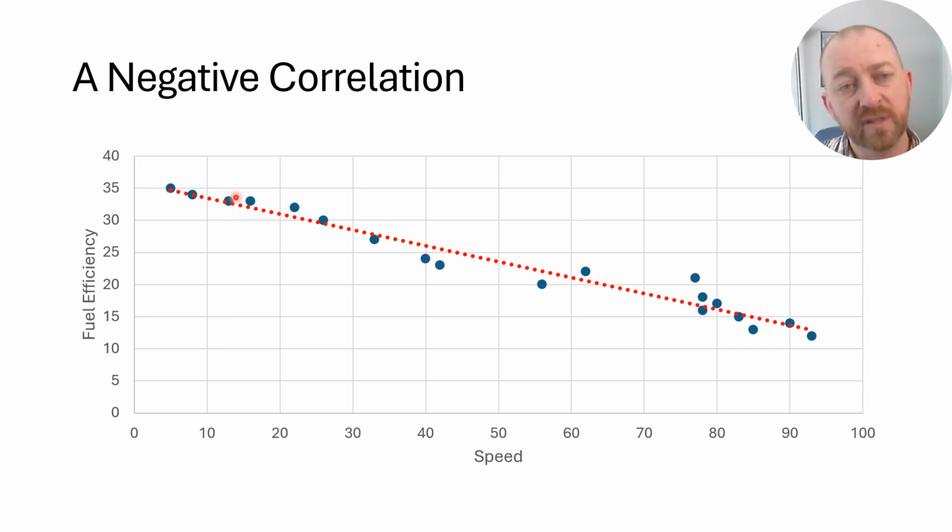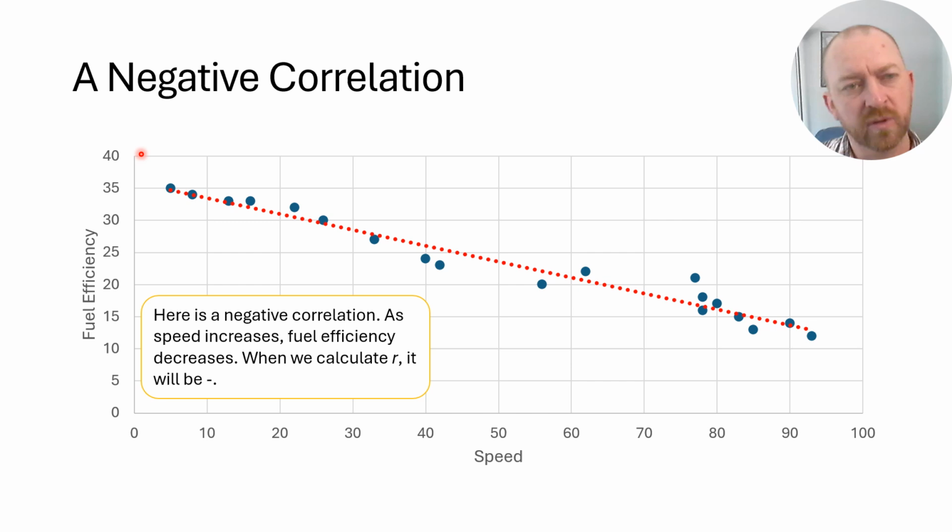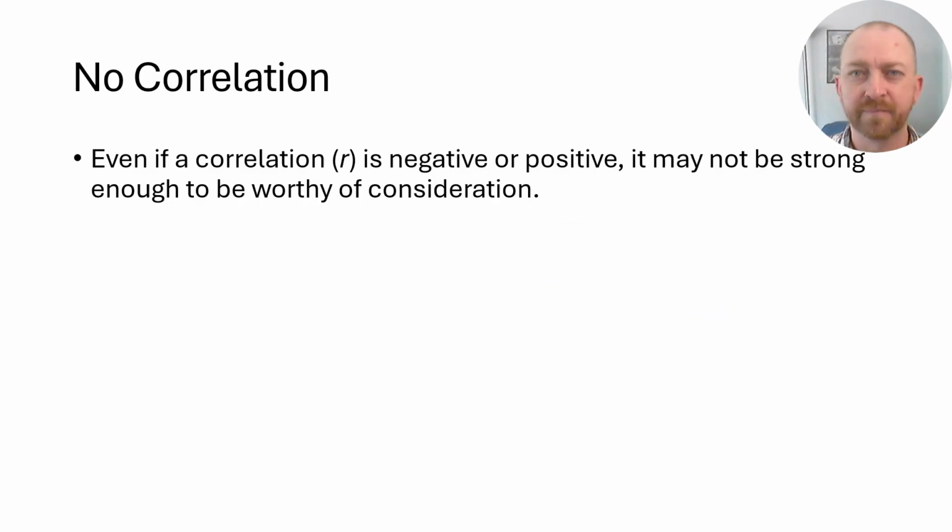In any case, the point is, as one increases in value, speed increases in value, you tend to have a decrease in fuel efficiency, and vice versa. As I increase fuel efficiency, I tend to decrease my speed. Okay, so that is by definition a negative correlation. As the value of one increases, the level of the other decreases. And as you can see, it's a negative correlation because the slope goes from the upper left to the lower right. And that, again, is a definition of a negative correlation.